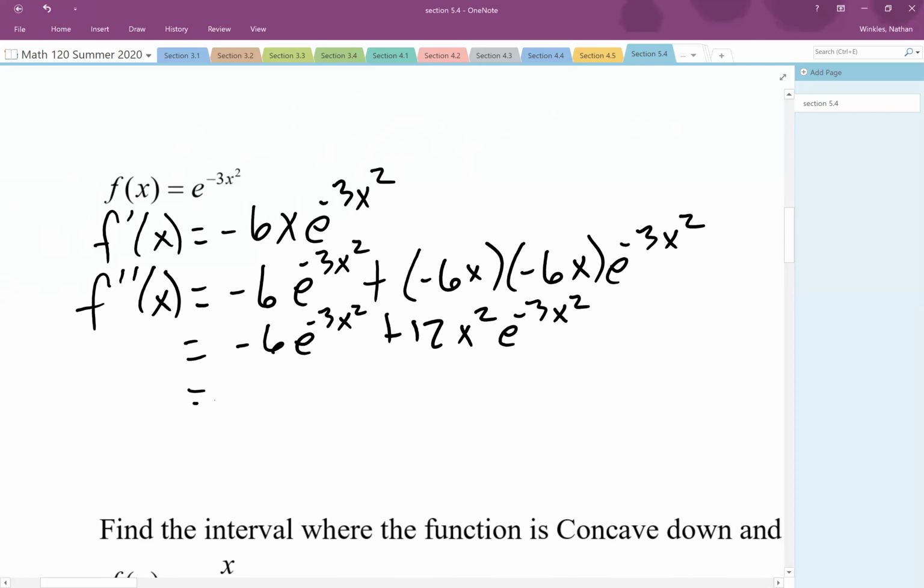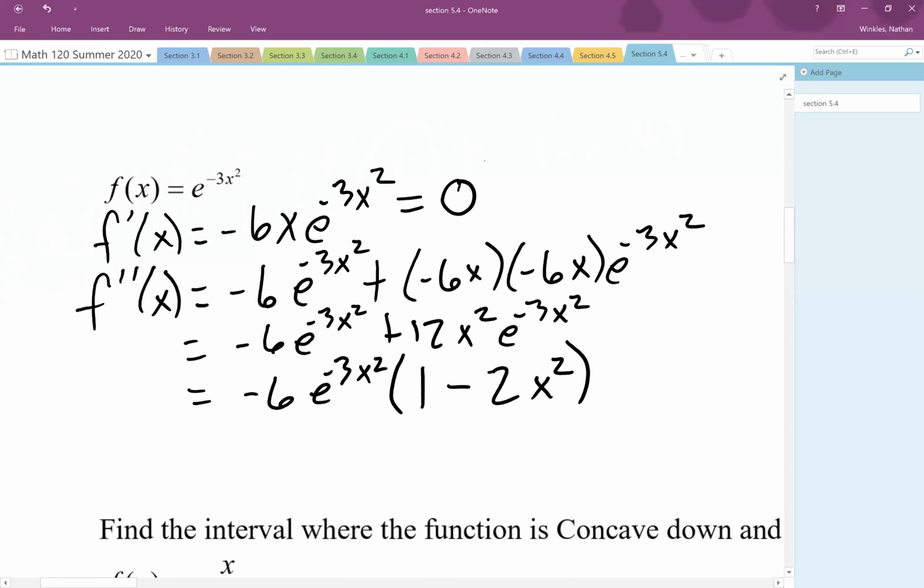If we wanted to simplify this a little bit, we could pull a minus 6e to the minus 3x squared out to make this 1 minus 2x squared. It'll make it easier whenever we go to factor this. So if we set the first derivative equal to 0, e to the minus 3x squared is never 0. So the only case we have is minus 6x. So we get x equals 0.